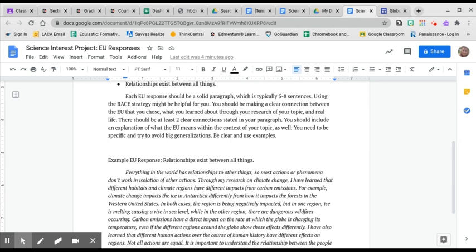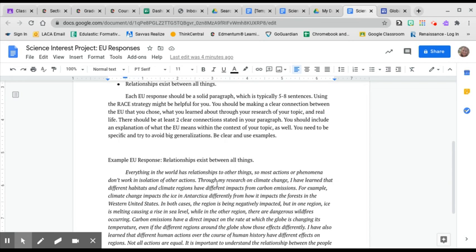You should be making a clear connection between the EU that you chose and what you learned through your research of your topic and real life. Maybe you have a real life connection to what you're learning and that EU. There should be at least two clear connections stated in your paragraph. When I'm reading your paragraph, I should be able to highlight with a marker or the highlight tool what your two connections are.